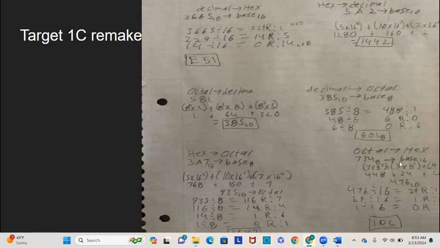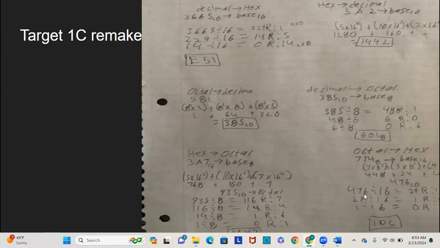And to go from octal to hex, I did the same thing. I turned this octal number into a base 10 number. And I took this base 10 number and turned it into a base 16 number, which was 1DC. So 476 was the base 10 version of 734 octal.